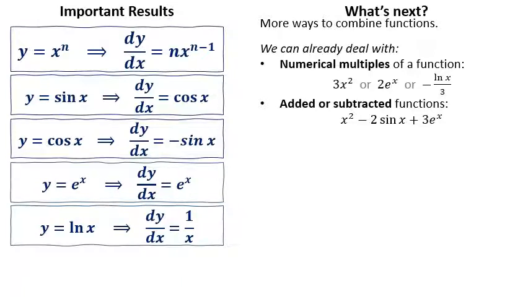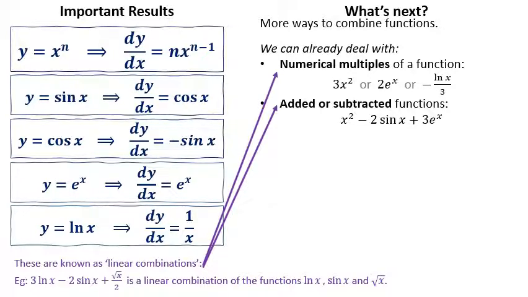So if I gave you this, it looks messy, but you just take it a piece at a time. You differentiate the x squared, you differentiate the sine x, and you'll take away 2 lots of whatever that was, and then you differentiate e to the x, and you'll add 3 lots of whatever that was. You can take it piece by piece, and it works fine. In fact, these combined are what we call linear combinations. So if we say you can have any linear combination of these functions, it means you can have as many of the first functions you like, as many of the second functions you like, and you can add or subtract them.